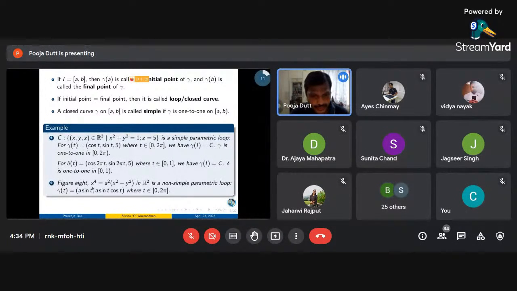Now about the figure 8, so this is the figure 8. This is a non-simple parametric loop. You can check very easily, and it is very evident from equation 2. And the parametric form is a sin t cos t, when t is running between 0 to 2 pi. So one can very easily check this is not 1-1 on the interval closed 0, open 2 pi.